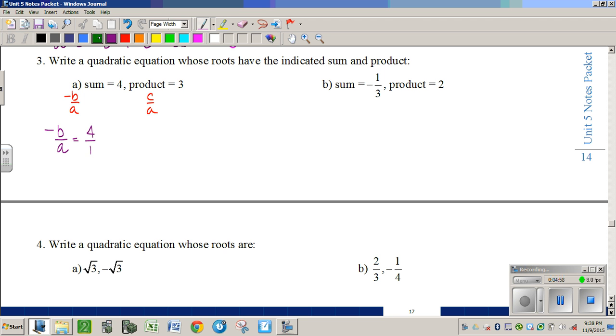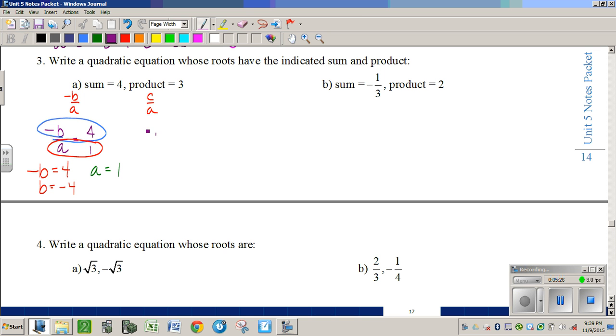The way I'm looking at this, I'm going to match up my B and I'm going to match up my A. So if negative B is equal to 4, then my B value would be negative 4. And if I match up my A value, it looks like I got an A value of 1. I'm just going to hang on to those for a second, because in order to write something in standard form, I need A, B, and C.